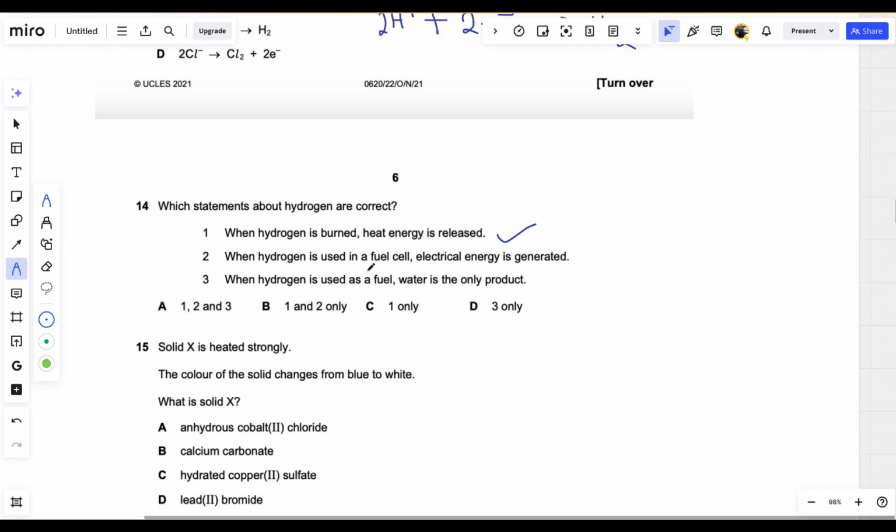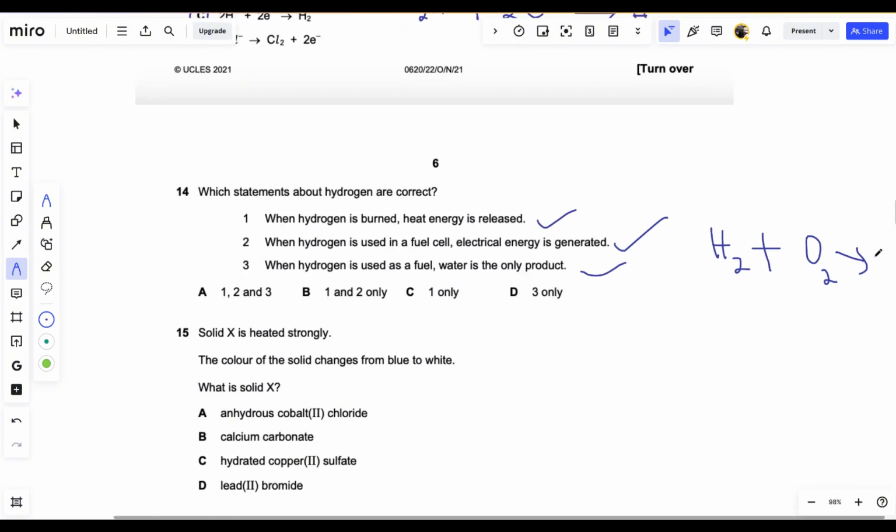When hydrogen is used in fuel cells, electrical energy is generated. Yes, that's true. And when hydrogen is used as fuel, water is the only product. Yes, water is produced. When it's used as fuel, hydrogen reacts with oxygen to produce water. Water is the only product that is produced.